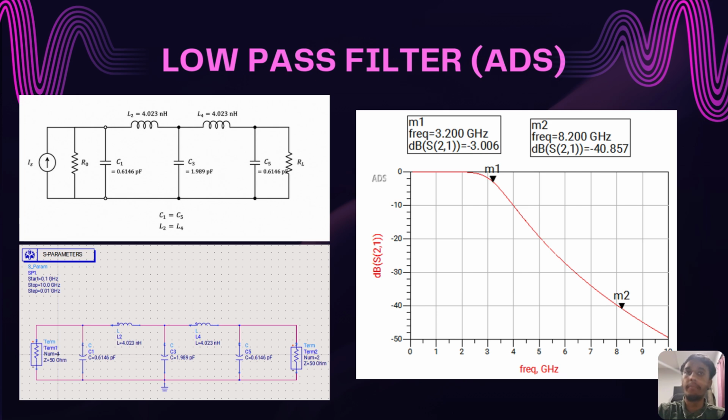More importantly, marker M2 is placed at 8.2 GHz, and it shows an attenuation of negative 40.857 decibels. This shows our project is a success with the project requirement of 35 decibels of suppression, which proves our choice of n equals 5 filter order was correct.